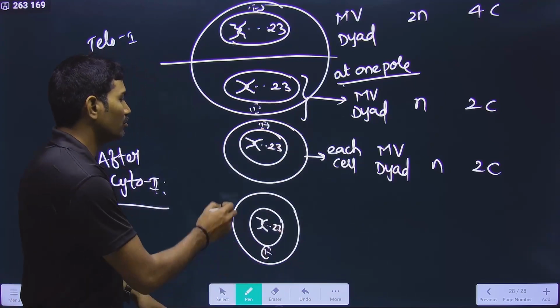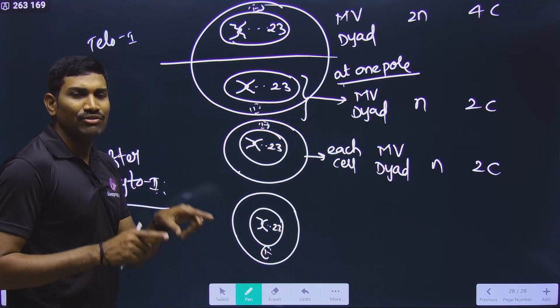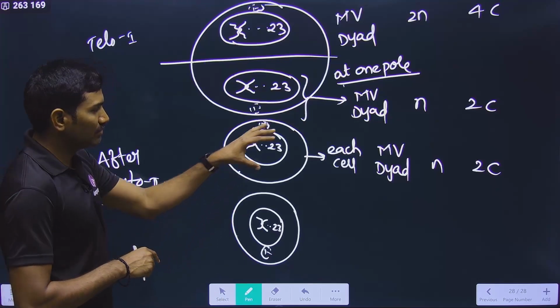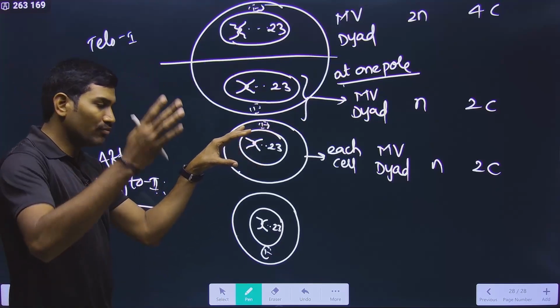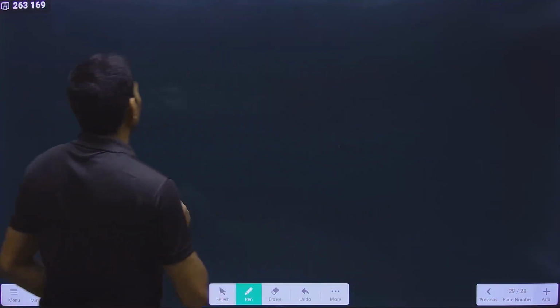So here what do we need to do? This is also undergoing meiosis 2, and this is also undergoing meiosis 2. But if you take two at a time, you will be confused. So I will take one at a time, and at the end of meiosis 2, I will add this one also. It will be easy for us. So now we need to go with the next one.